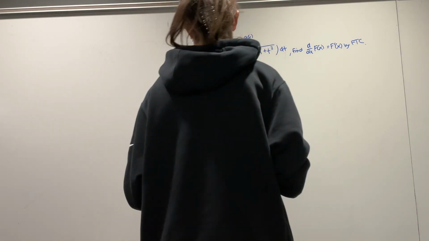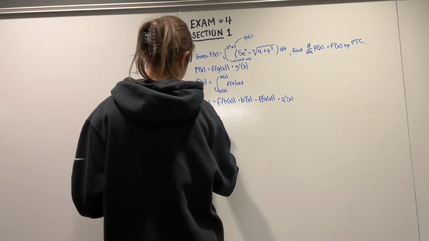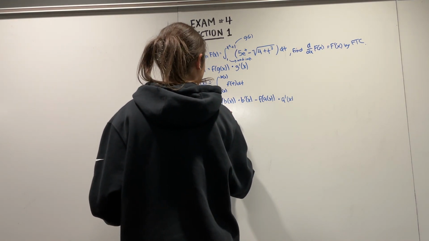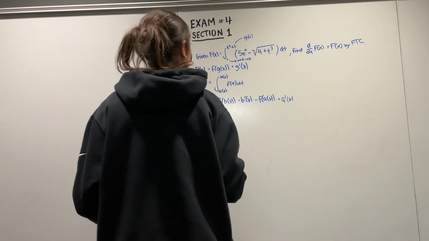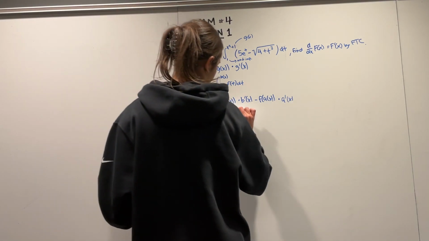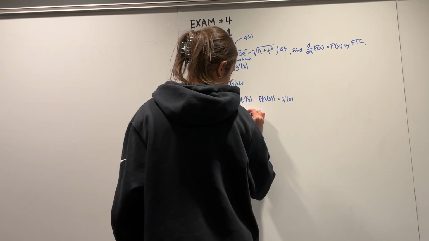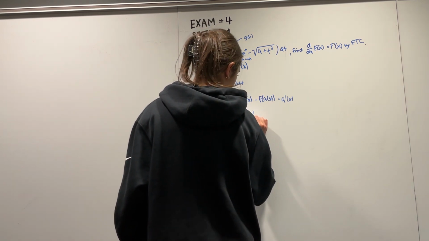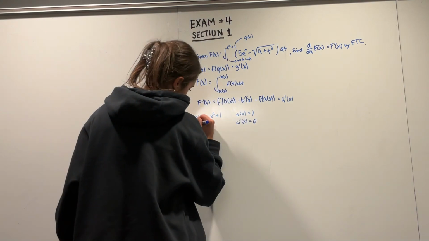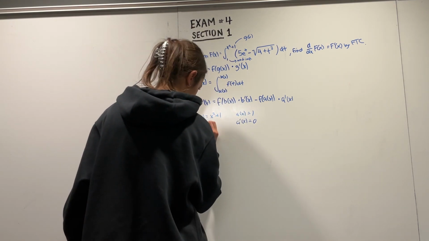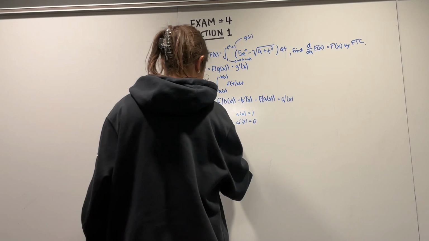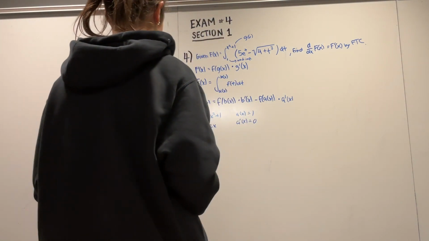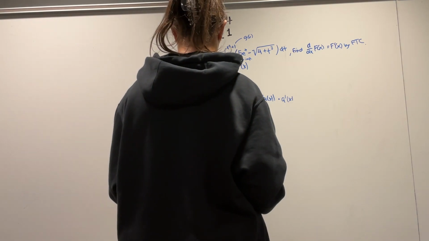So b of x is x squared plus 1, and then a of x is 1. Again, this is not important because a prime of x is just going to be 0. And then b prime of x, you're going to get 2x. So then you're going to just put the whole thing into the equation.